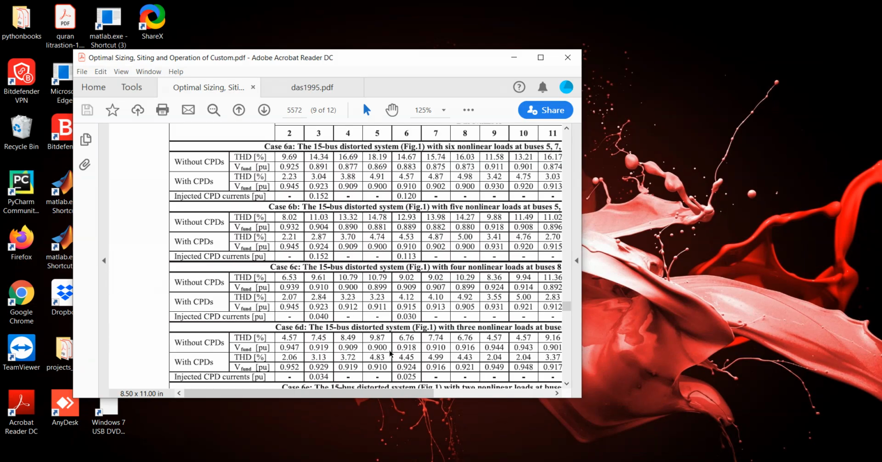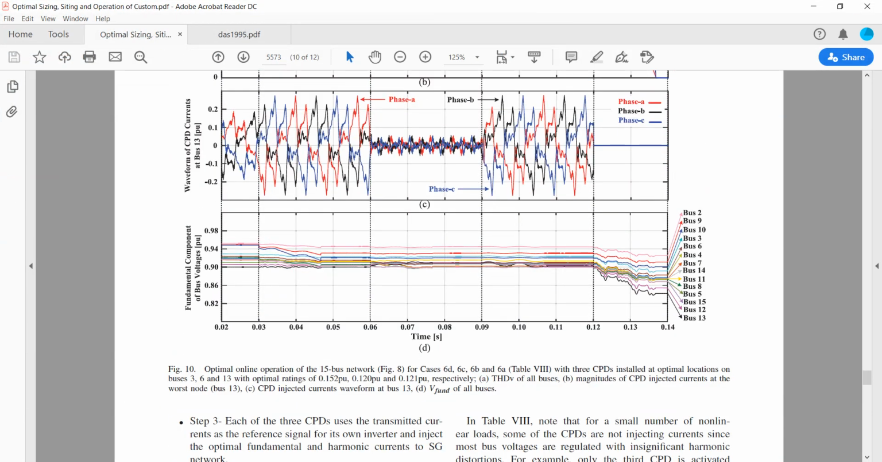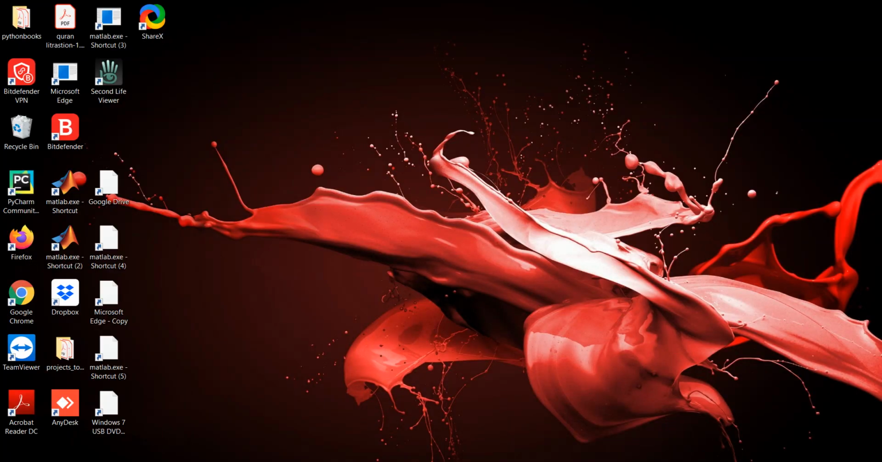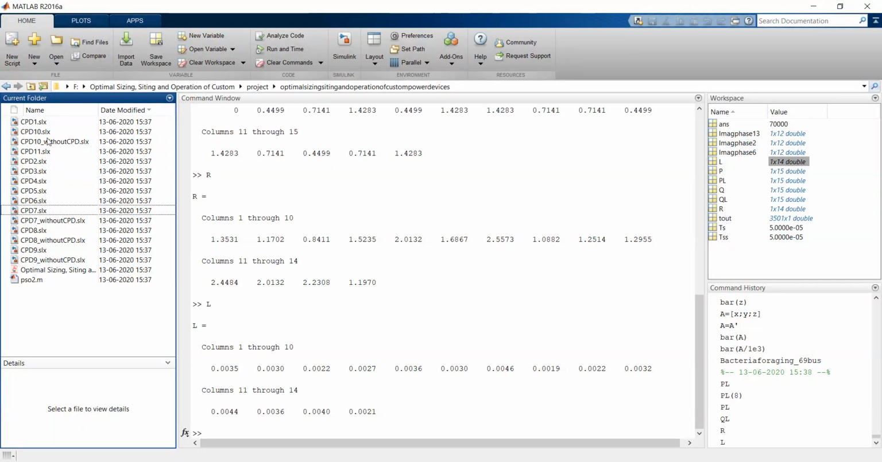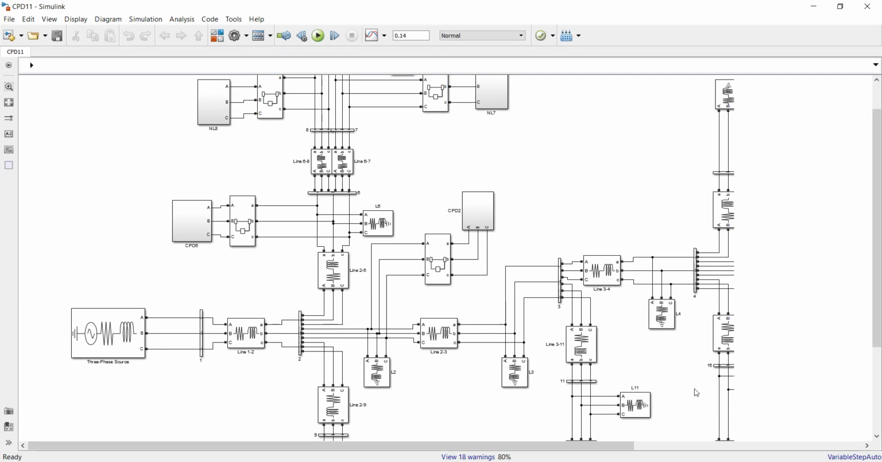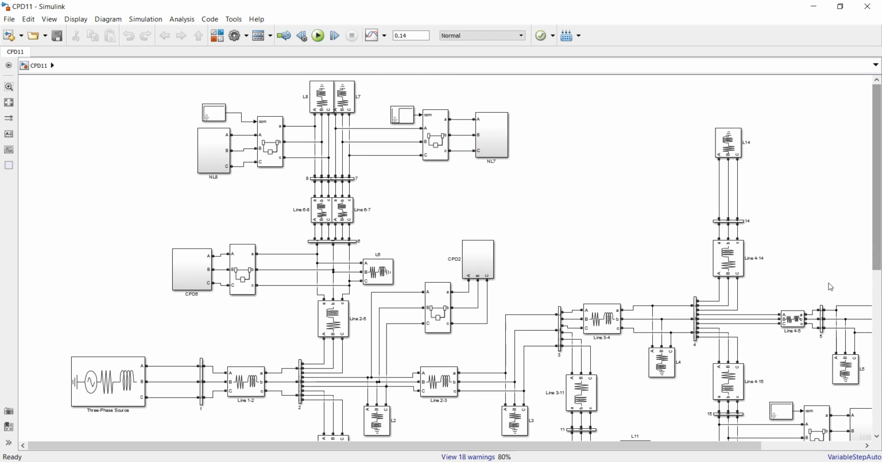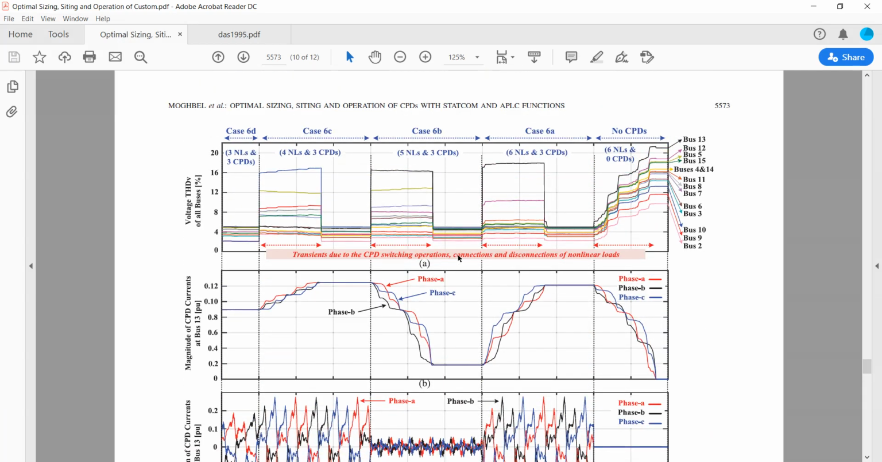The last circuit is CPD 11, which will display the results of these waveforms. Figure 10 will be displayed at CPD 11. So CPD 11 is having these 5 cases.